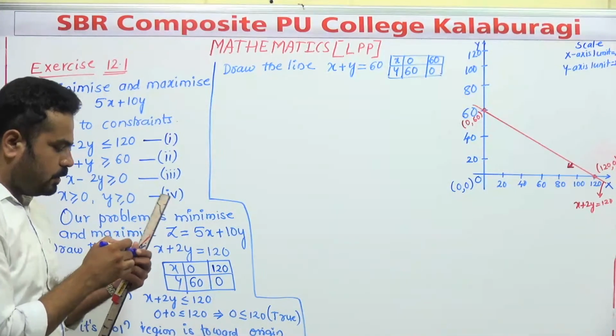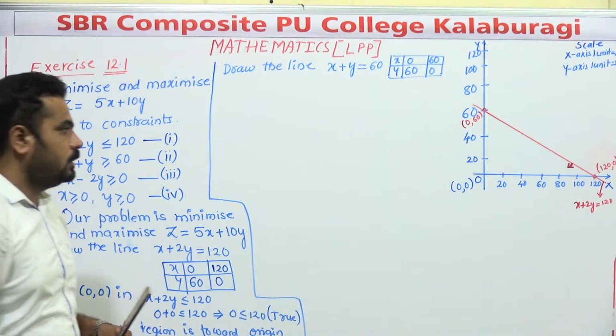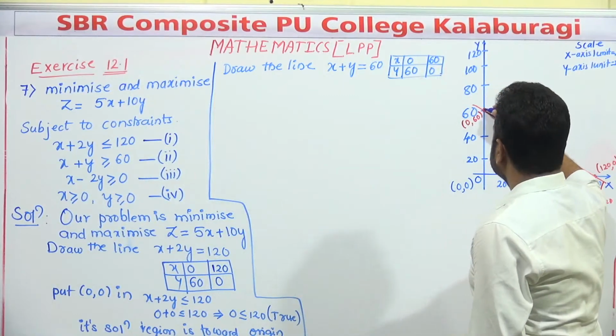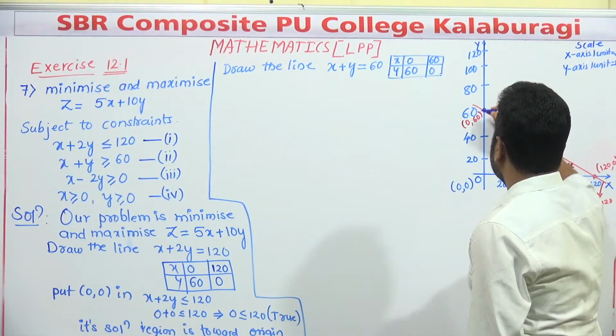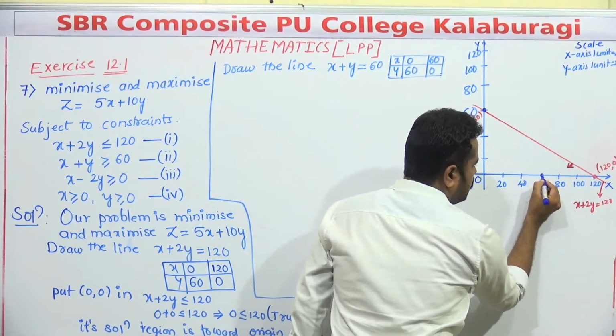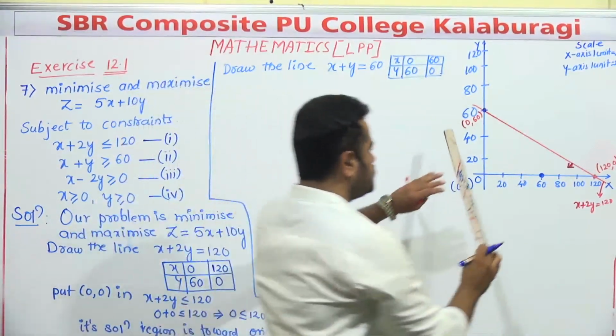Now we got the points. After getting the points, we have to draw that line. The first one is again the same point, 0, 60. The next one is 60, 0. Join these two.